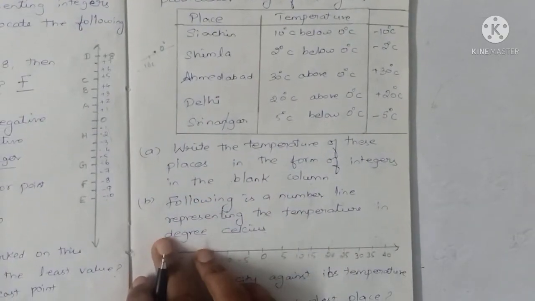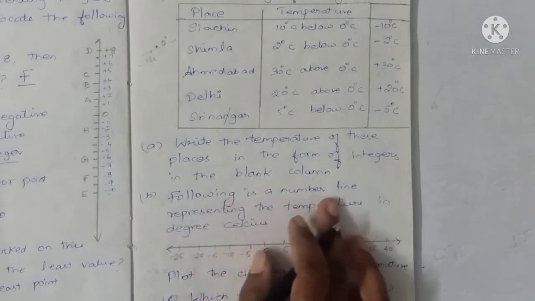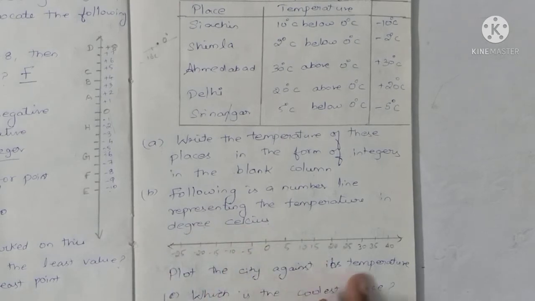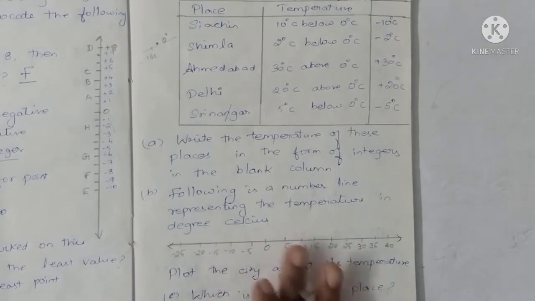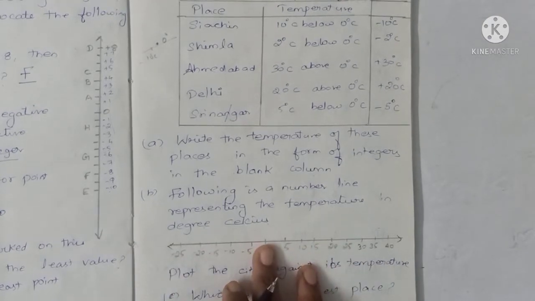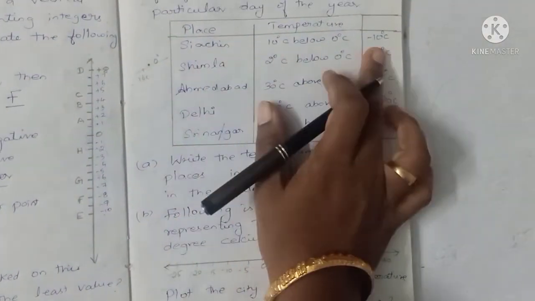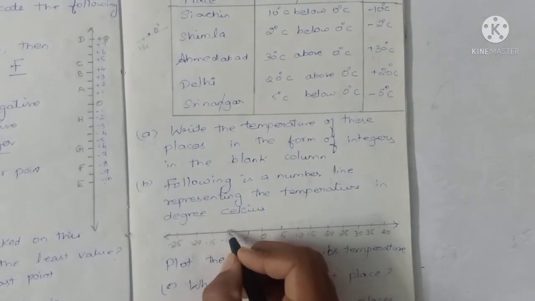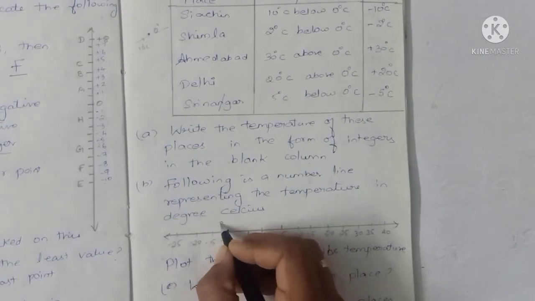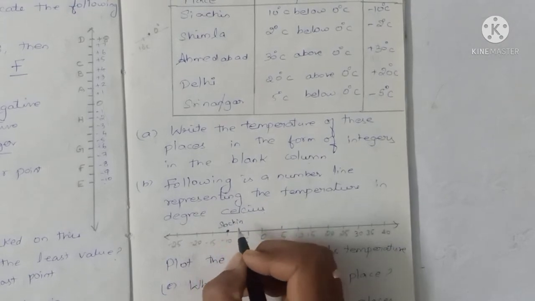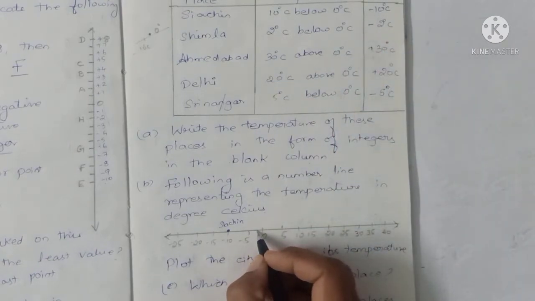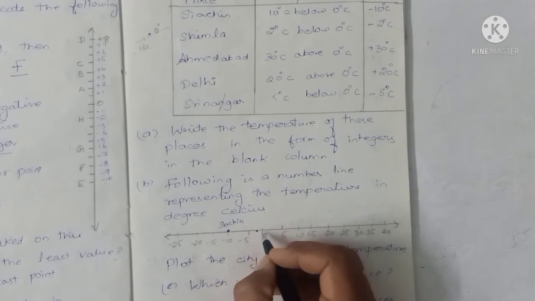Next, subdivision B. Following is a number line representing the temperature in degrees Celsius. Plot the city against its temperature. So we have to plot the city name against the temperature on this particular number line. Okay. The first one is Siachen. Siachen is -10 degrees Celsius. So where is -10? -10 is here, and we have to write the name Siachen. The next, Shimla -2 degrees Celsius. So where will be -2? It will be appropriately here. -2 means here. So Shimla.